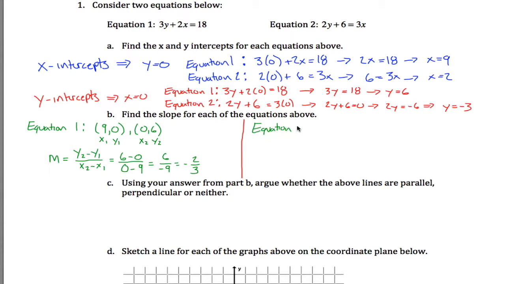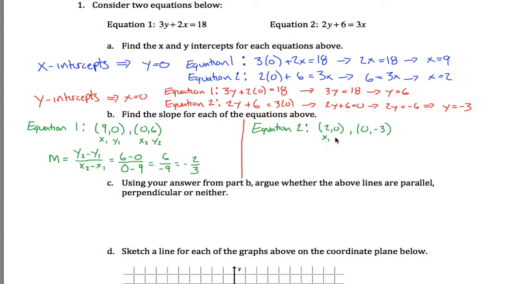And same idea for equation 2. For equation 2, I got 2 points. My first one is when x equals 2, y equals 0. So I get 2, 0. And my next one happens when x equals 0. I get y equals negative 3.